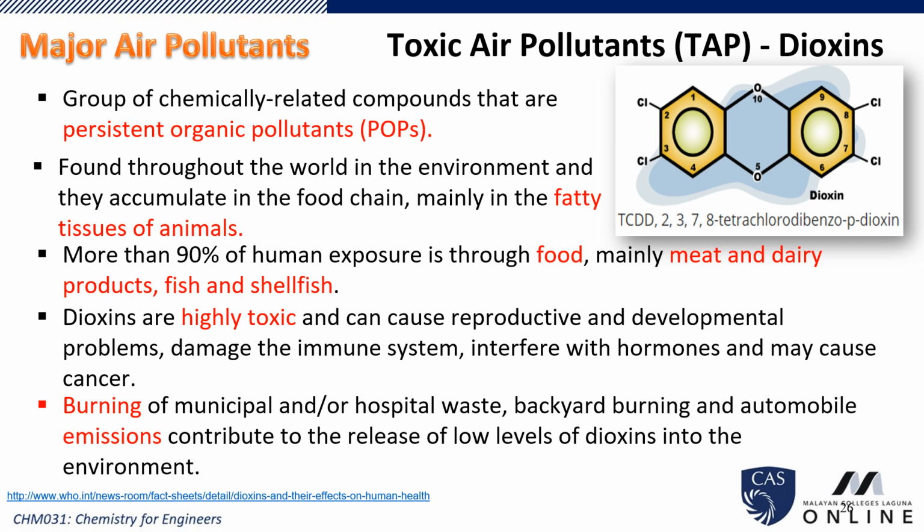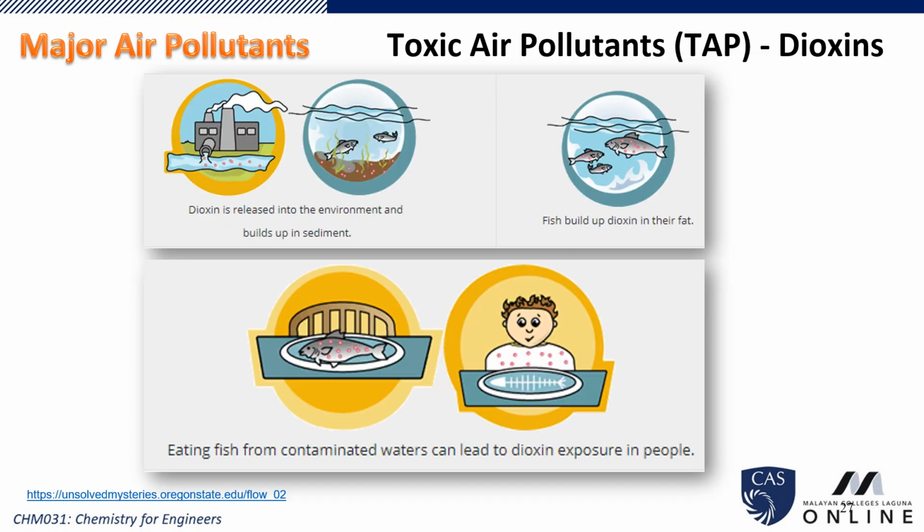Dioxins can be found in the burning of municipal or hospital waste. They can also be produced in backyard burning, and automobile emissions contribute to the release of low levels of dioxin into the environment. Dioxin being released can build up in the sediments, and fish can build up dioxin in their fat tissues. Eating fish from contaminated water can lead to dioxin exposure in people.